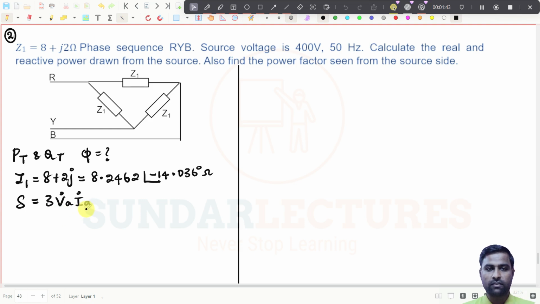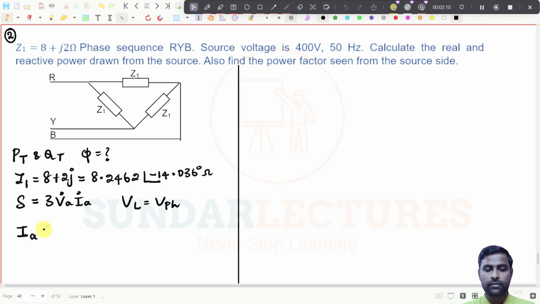Then what is the value of VA? We need to find the value of VA. In a delta connected load, VA, that means VL, is equal to V phase. Whatever they have given you, you can directly put that value here. That is very simple, no problem whatsoever. Then what do we do now? We need to find the value of IA. What is the value of IA?